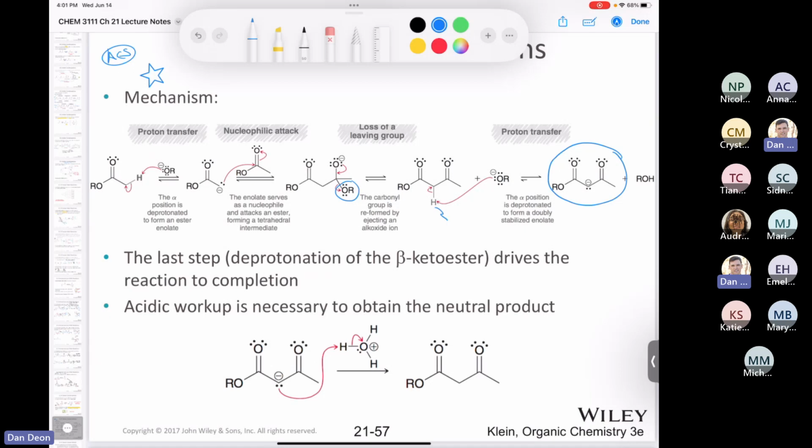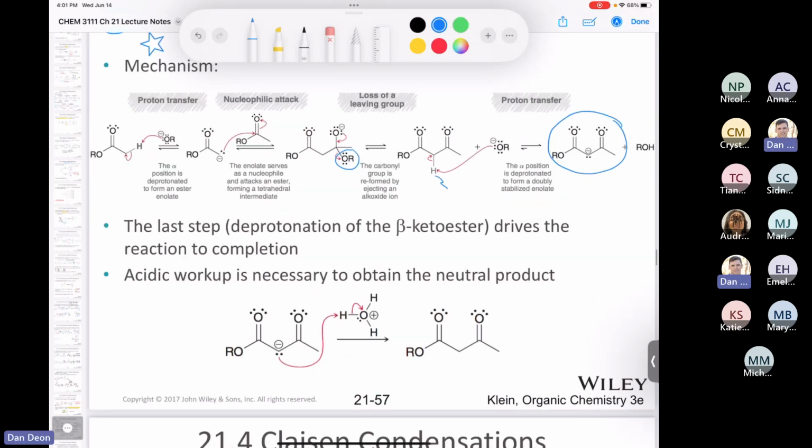So what do we need to do? We need to protonate that. So in the second step, we treat it with aqueous acid. So step 1 is going to be our alkoxide, like sodium methoxide, for example. In step 2, we have to acidify using hydronium to protonate that doubly stabilized enolate. That's what we have to do.